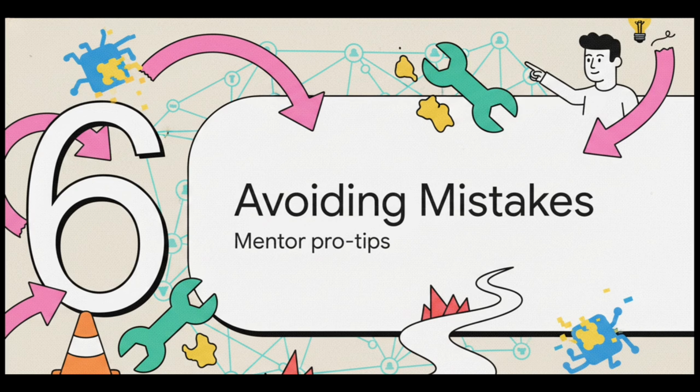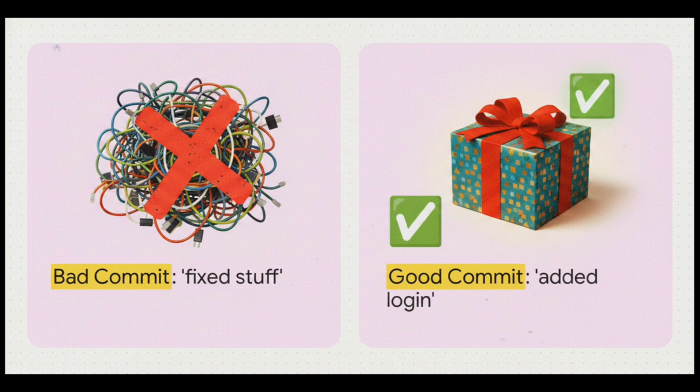And finally, Section 6, Avoiding Common Beginner Mistakes. Mentor's Pro Tips for Smooth Sailing. To wrap up the technical side of this explainer, I really want to share some senior-level wisdom to help you dodge some pretty painful pitfalls. First up, commit messages. Let's compare these two. On one side, we have an absolutely terrible commit message, "fixed stuff." On the other, a good one, "added login button."